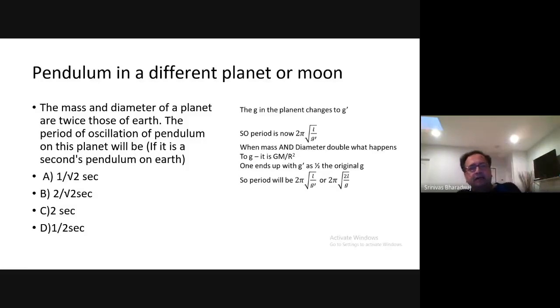So on the Earth, it is 2 pi times root of L by g. On the other planet, 2 pi times root of L by g prime, and g prime is g by 2. Therefore, the period will become 2 pi times root of 2 times L over g. So if it was 1 second here, it will be root 2 seconds there, right? So that's the calculation. So you can change the L, you can change the g, but changing the mass does not help you.